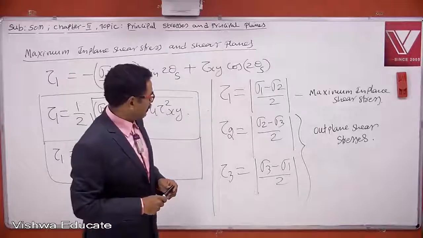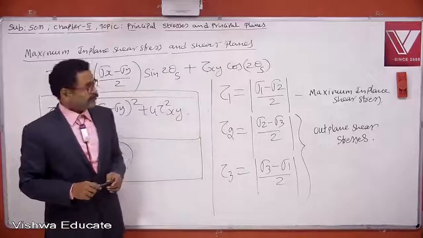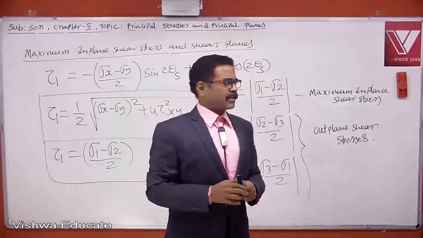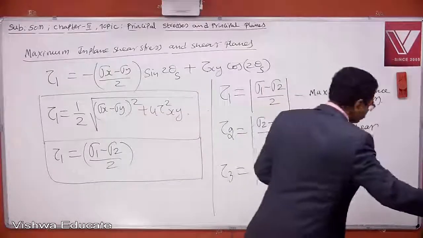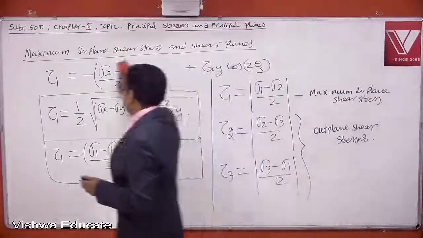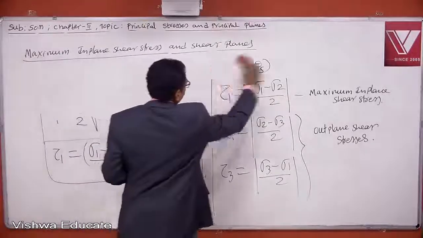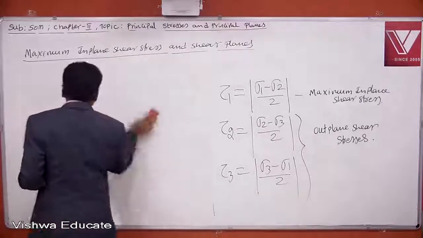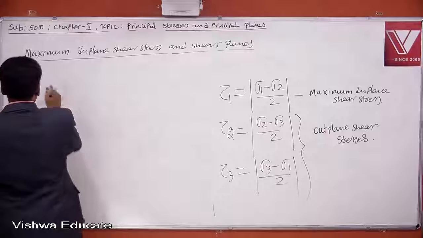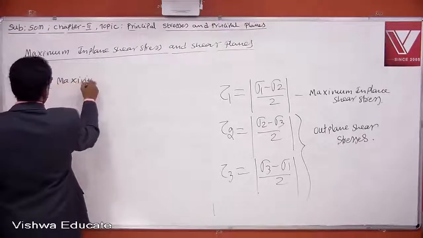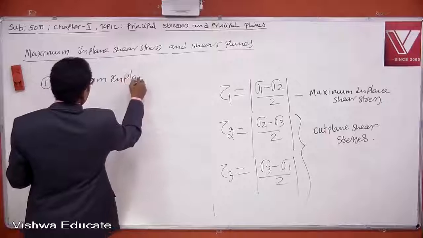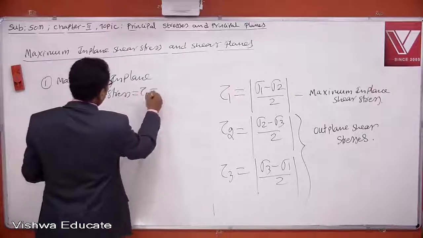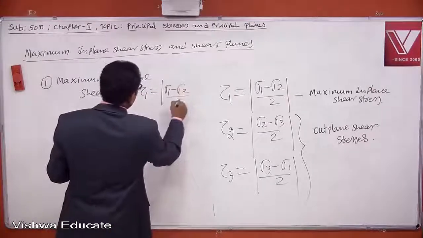Now write these important sentences. Clearly write. These points are very important. Maximum in-plane shear stress is equal to tau 1. This is equal to mod of (sigma 1 minus sigma 2) by 2.